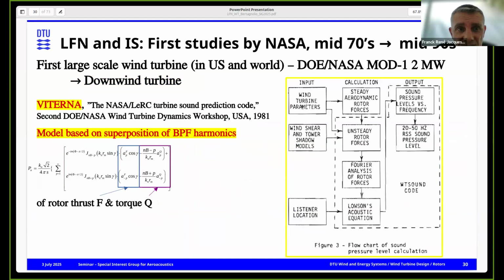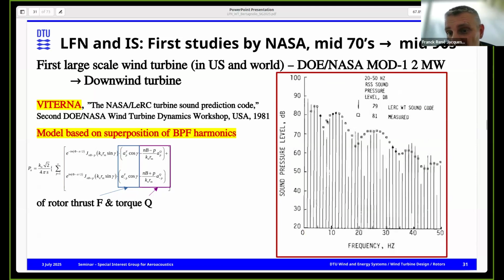So they started to investigate this analytically, with a model called the Viterna model, which is based on the superposition of the blade passage frequency harmonics. It just uses the force and the torque as an input, the time series of the force and torque, decomposes them in harmonics, and arrives at some noise levels. Then they created a code which takes all the parameters of the turbine and all the necessary parameters to arrive at a sound spectrum. Here you have the measured data, which are the points, and their model, which is the lines. It's not exactly matching the measurements, but it's still pretty close in terms of levels.